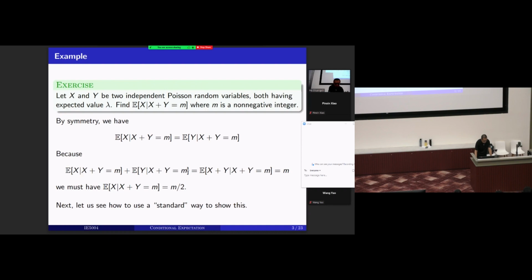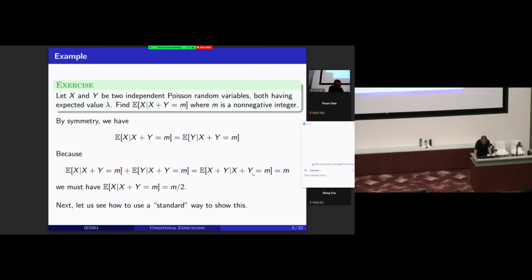So if we take the sum of those two guys, because they're under the same condition, this one must be equal to the conditional expectation of X plus Y given the same condition, right? So this is the second property we can derive.